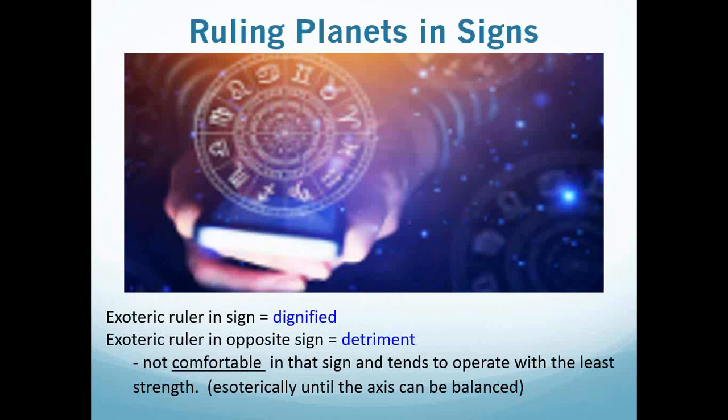When the exoteric ruler is in the sign that it rules, or that it represents, or that it's the agent for, we call that dignified. That particular planet is dignified. When it finds itself in the opposite sign, it is in detriment. What does detriment mean? It's not comfortable in that sign.